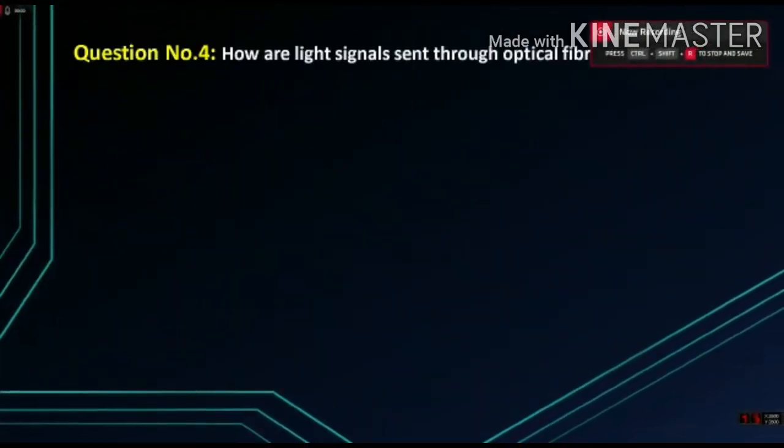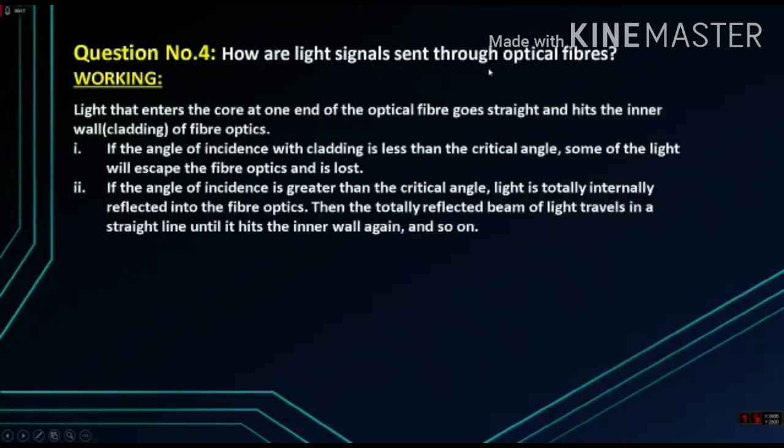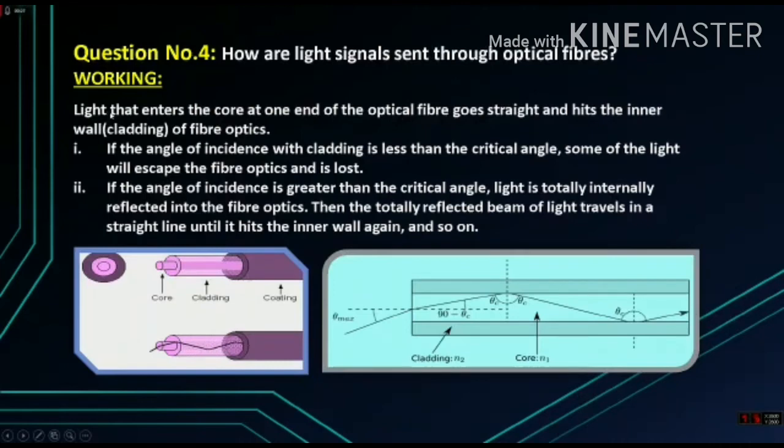Now question number 4. How are light signals sent through the optical fibers? As we have studied in the topic of optical fiber, we discuss its working. Light enters the core at one end of the optical fiber. This is the core and this outer part is the cladding. When light enters the core at one end of the optical fiber, it goes straight and hits the inner wall, the cladding of the fiber optics, like this. This is passing through the core and hitting here the cladding surface.